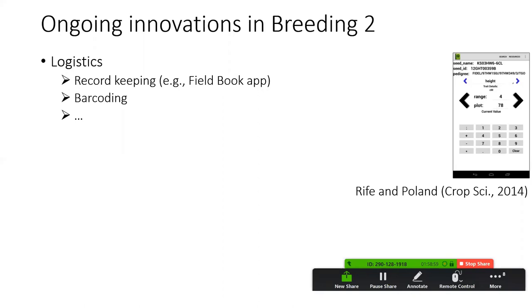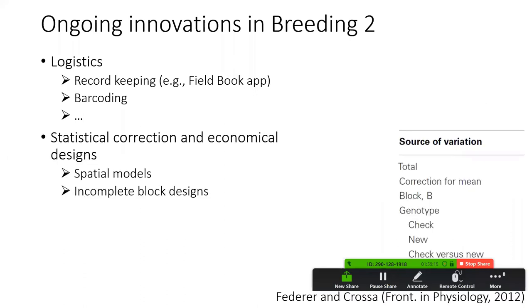That being said, there are also innovations from a more practical standpoint, with logistical innovations for record keeping, for example, and also for barcoding the particular plots in the field. There is a lot of innovation in statistical designs that are more economical than the more typical experimental designs. For example, replicated checks and a lot more genotypes scattered through the field, and we would still be able to control for the variability through spatial models, for example.